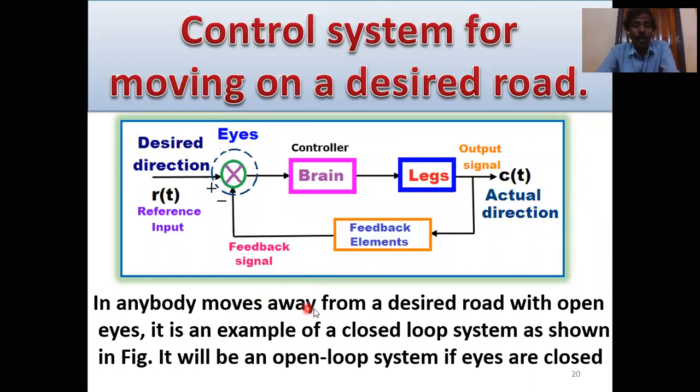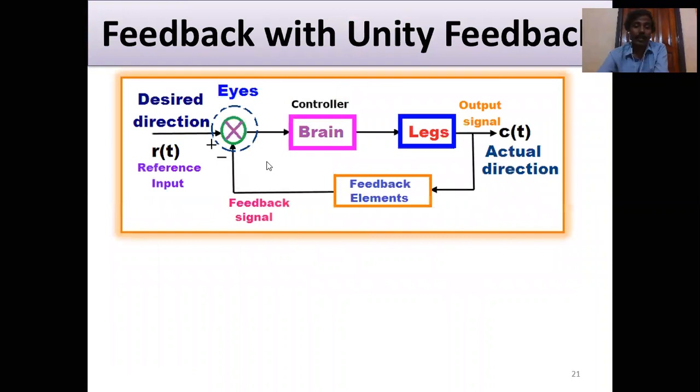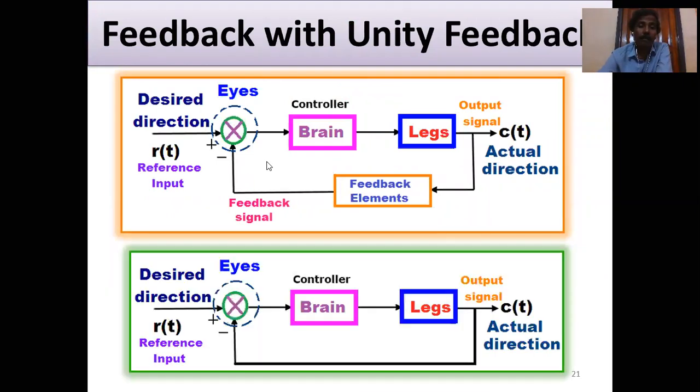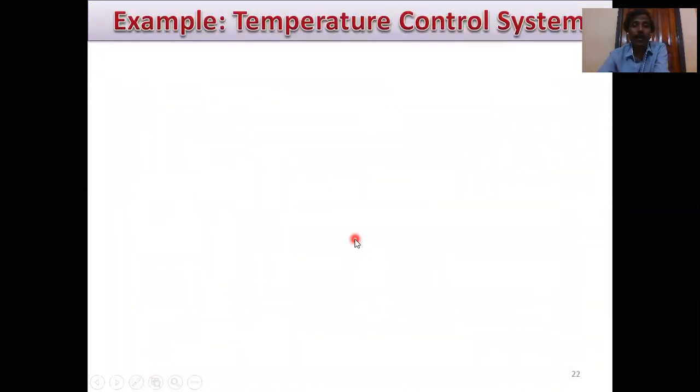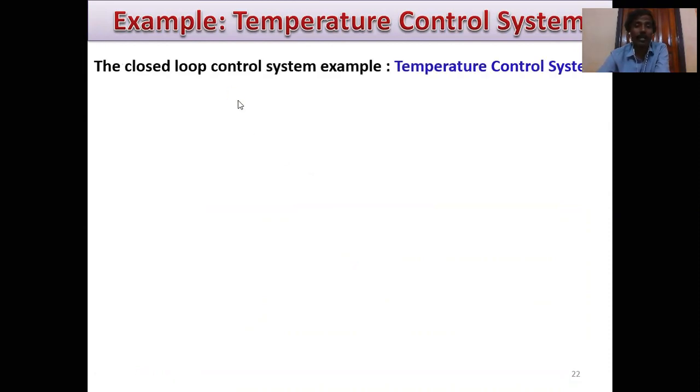If anybody moves on a desired road with open eyes, it is an example of a closed loop system, as shown in the figure. It will be an open loop system if the eyes are closed. Feedback with unity feedback. This is the feedback example, and in the second figure, a unity feedback example. Another example is the temperature control system, a closed loop control system example.